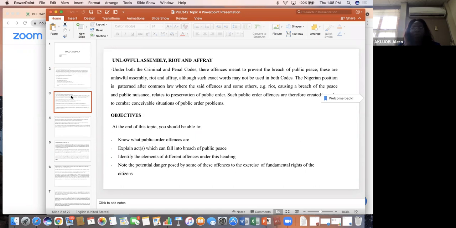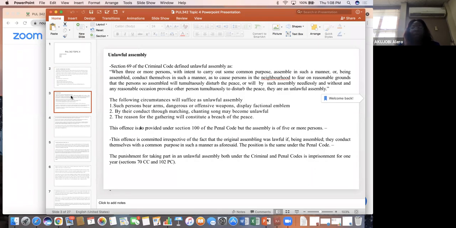So basically, let's look at what is unlawful assembly. Section 69 of the Criminal Code defines unlawful assembly as where 3 or more persons with intent to carry out some common purpose, assembled in such a manner, or being assembled, conduct themselves in such a manner as to cause persons in the neighborhood to fear on reasonable grounds that the persons so assembled will tumultuously disturb the peace, or will by such assembly needlessly and without any reasonable occasion provoke other persons tumultuously to disturb the peace. They are an unlawful assembly.